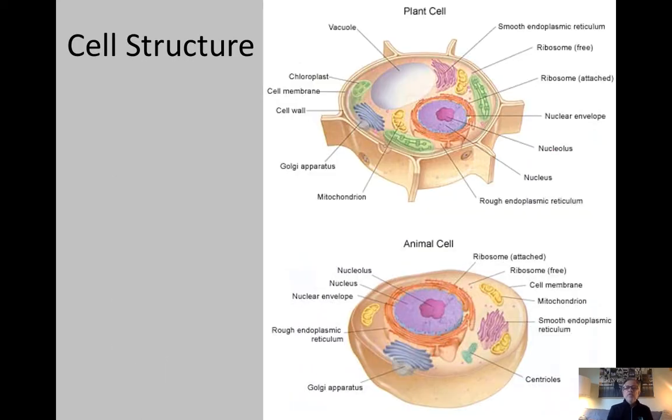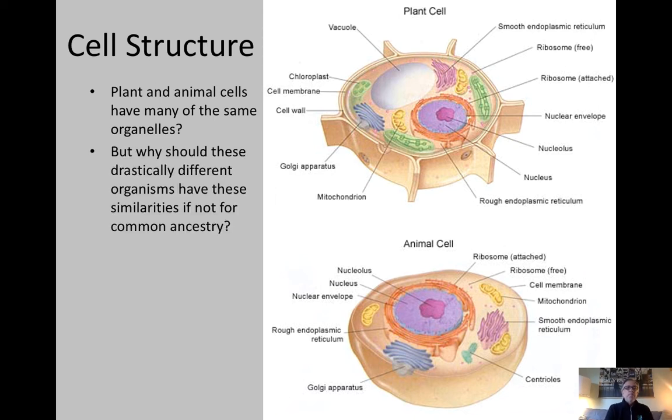Similarly, the ultimate homology is cell structure. Plant and animal cells have many of the same organelles in common. They are homologous organelles. But think about plants and animals specifically. Why should these really different organisms have these similarities if not for common ancestry?